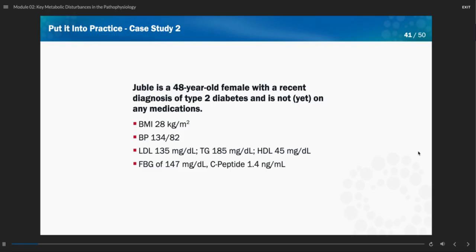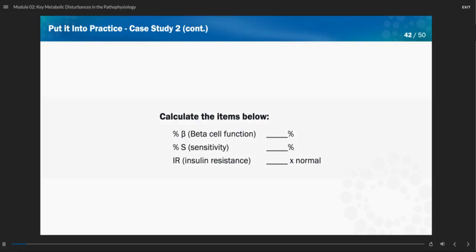Jubal is a 48-year-old female with a recent diagnosis of type 2 diabetes and is not yet on any medications. BMI of 28, blood pressure 134/82, LDL 135, triglycerides 185, HDL 45, fasting blood sugar 147, C-peptide 1.4 nanograms per mil. So calculate the HOMA numbers on your computer.